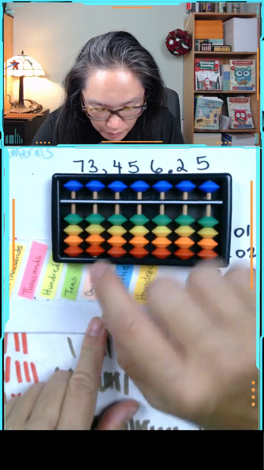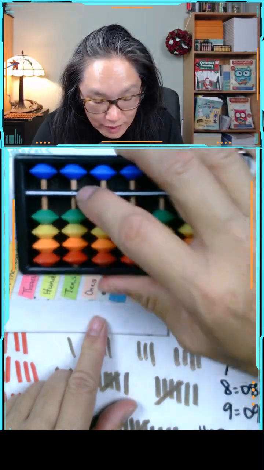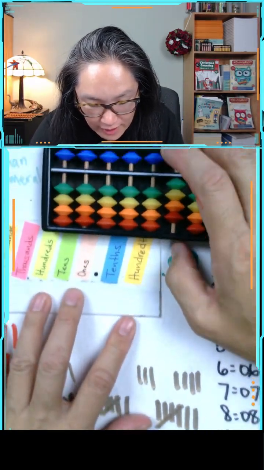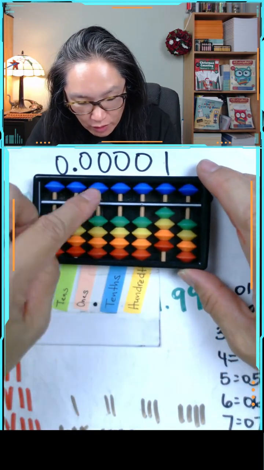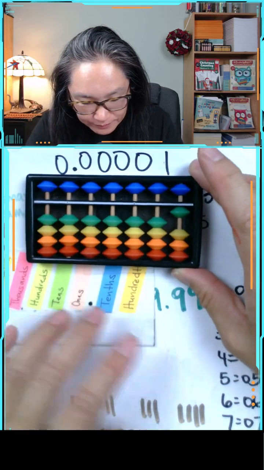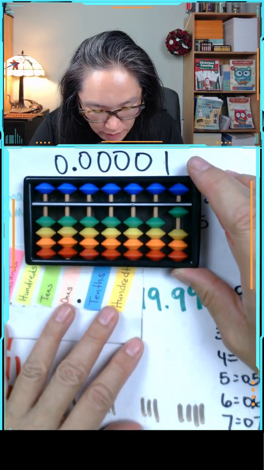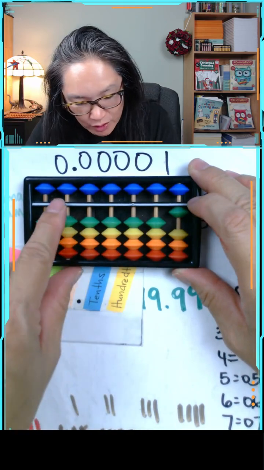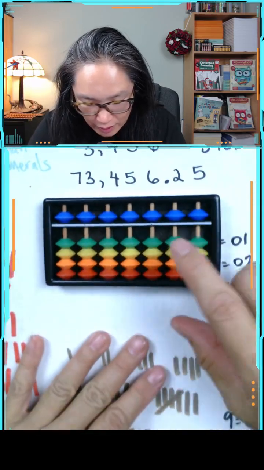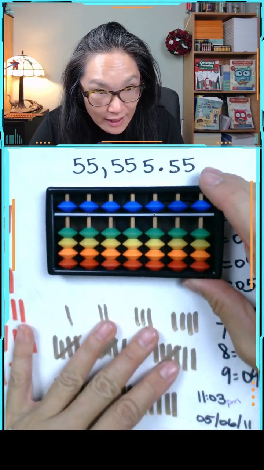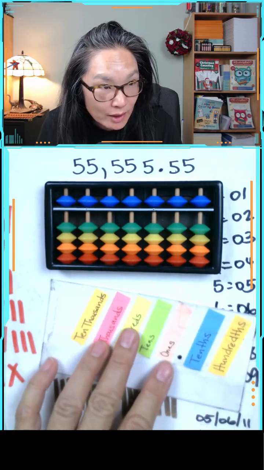This will be your ones place. You could use this one to be your ones place. So then you can do a really small number. You can do 0.0001, a really small number, because I use this one to be my ones place. So if I go back to my ones over here, I have this number.